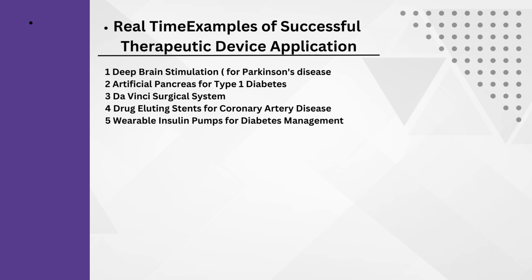Fourth is drug eluting stents for coronary artery disease. Device: stent coated with a drug to prevent restenosis, the re-narrowing of the artery. Application: these stents are placed in coronary arteries to improve blood flow and prevent blockages after angioplasty.